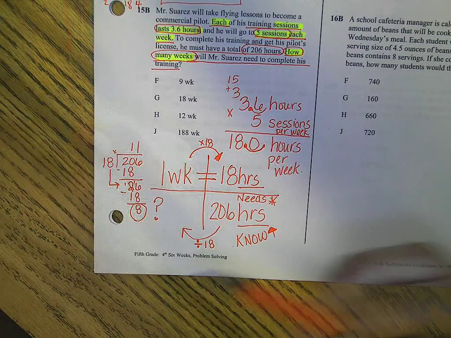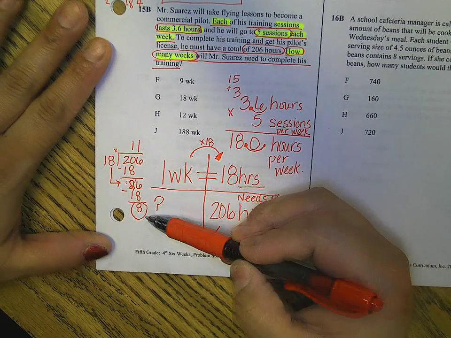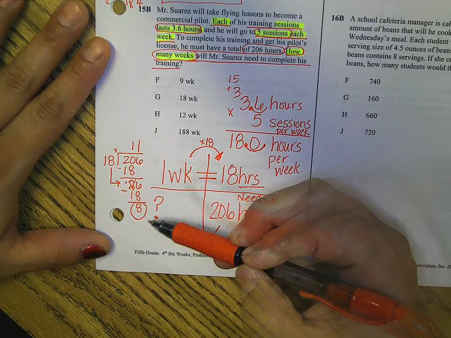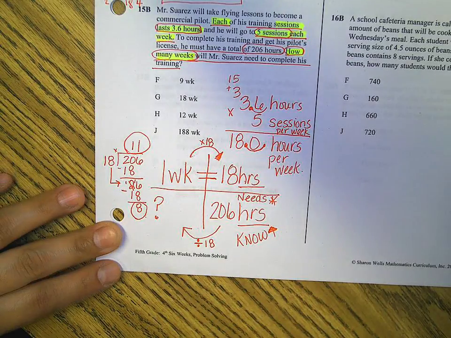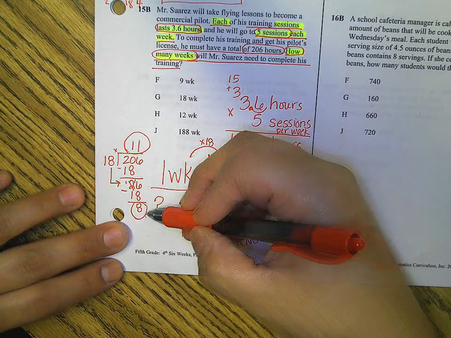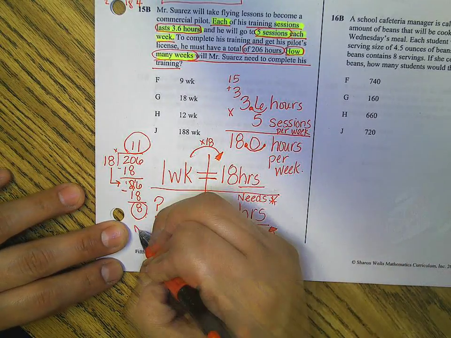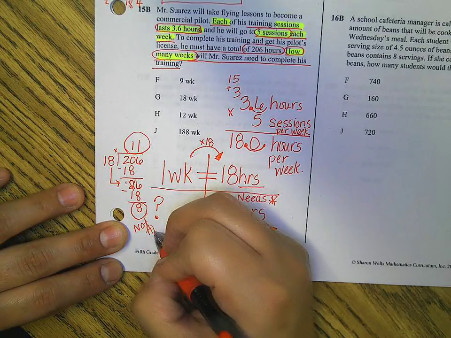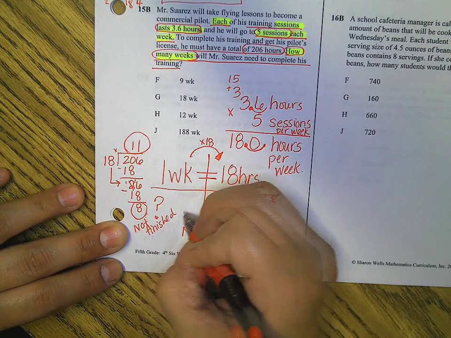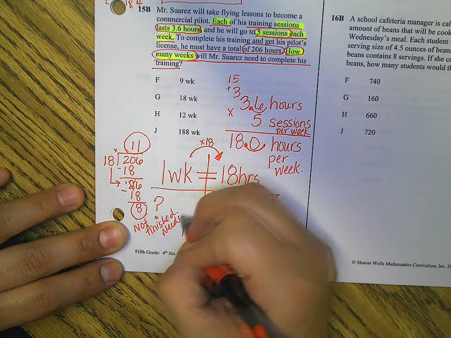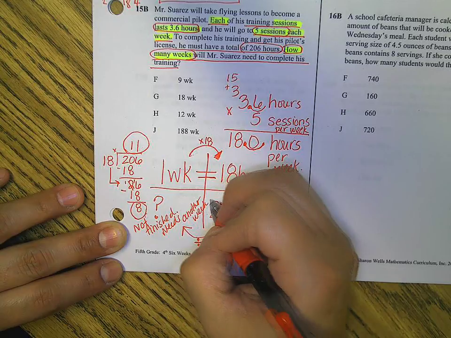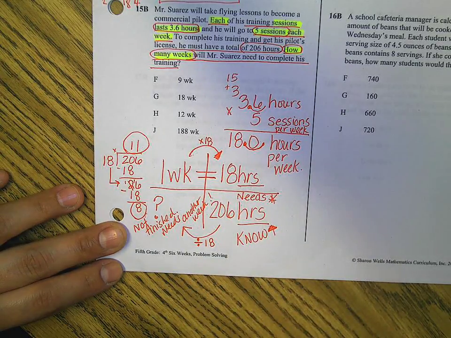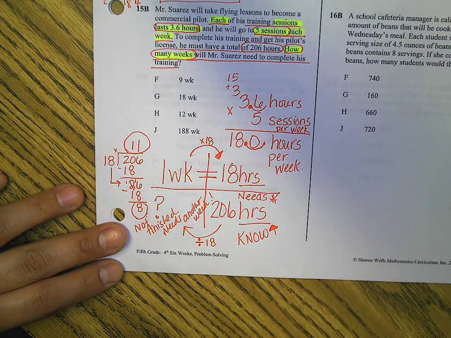Alright, continuing with solving 15b, we were talking about interpreting remainders. We have a remainder of 8, and it clearly says that we are working with how many weeks? 11. But did he finish his hours? No. This means that he's not finished. He needs what? Another week. He needs another week, even if it's just to complete a few hours.